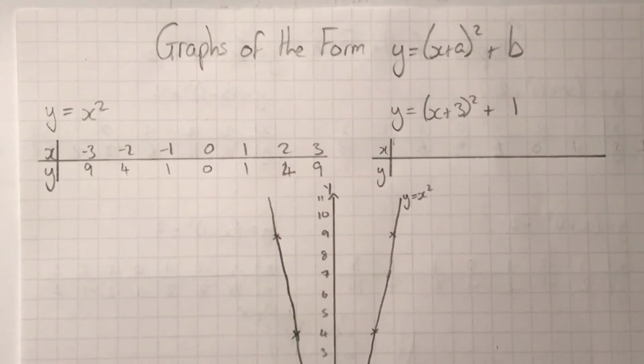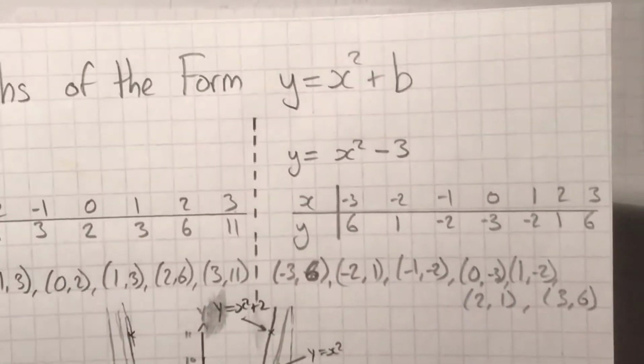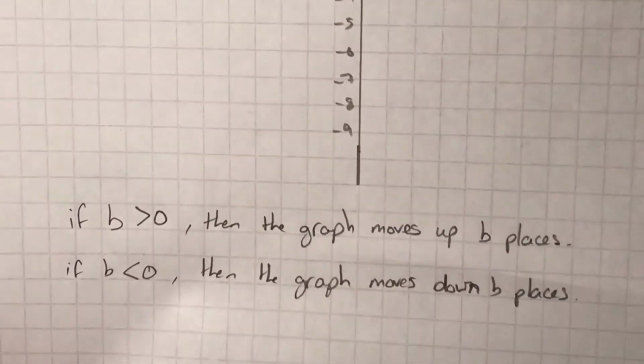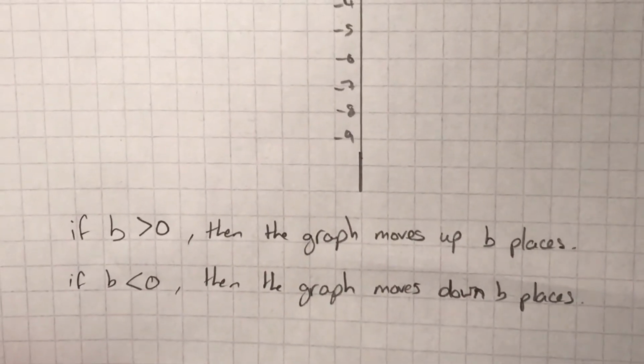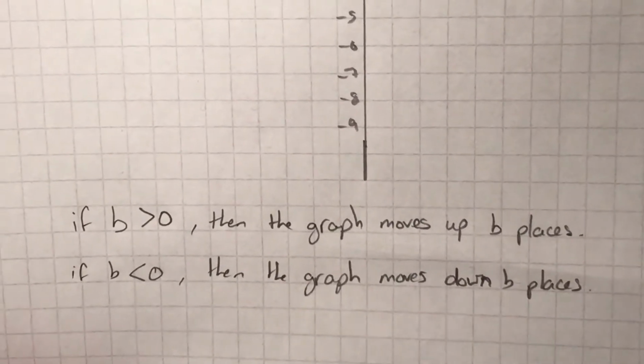In this video we're going to be looking at the effects of y equals x plus a all squared plus b. What this is going to do is combine the last two videos of ideas, the first one being where y equals x squared plus b, and we discovered that if b was greater than 0 the graph moves up b places, and if b was less than 0 the graph moves down b places.